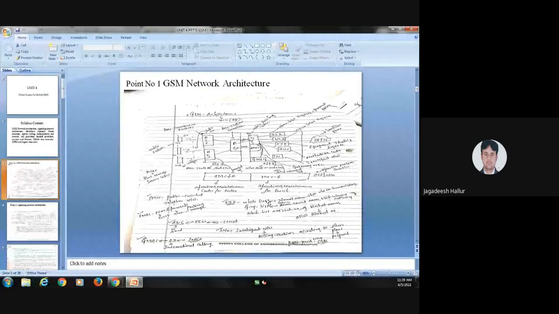And the last entity is OSS, operation station subsystem. It has 2 blocks: one is OMCR and second is OMCS, operation and maintenance center for radio and operation and maintenance center for switch. The operation and maintenance center for radio is connected to your BTS, and the operation and maintenance center for switch is connected to your MSC. This is the GSM architecture. I hope you understood this.